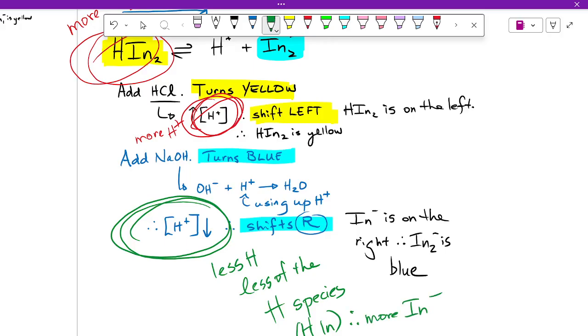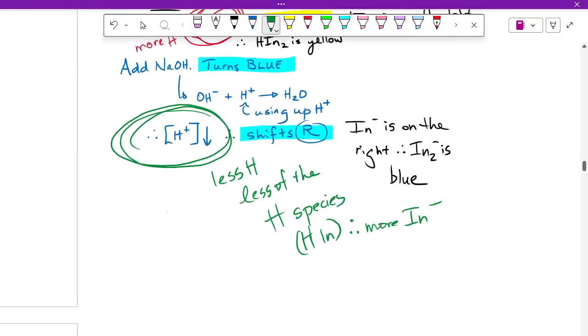And if you want to get even more simple than that, if you add a strong acid to the indicator, you will see the acid form of the indicator. If you add a strong base to the indicator, you will see the base form of the indicator. Okay?